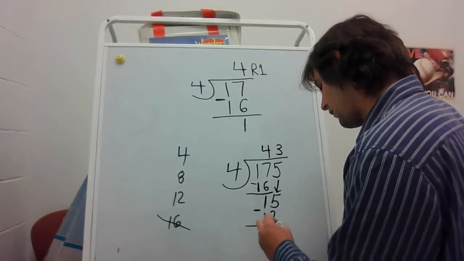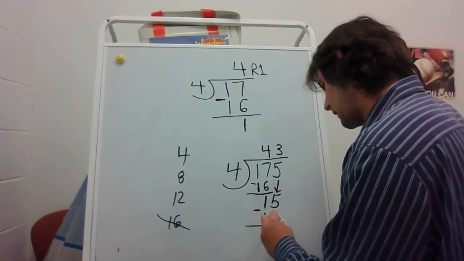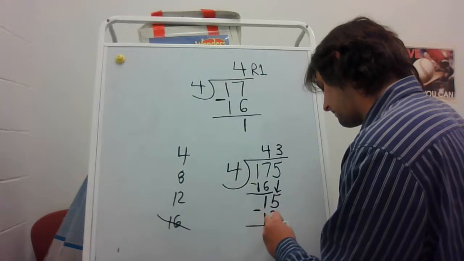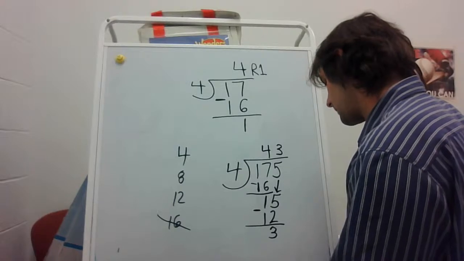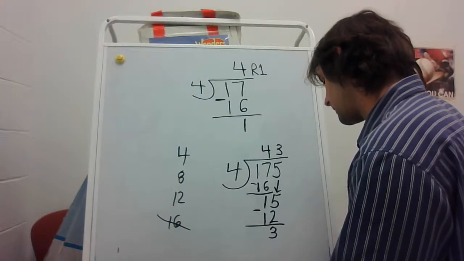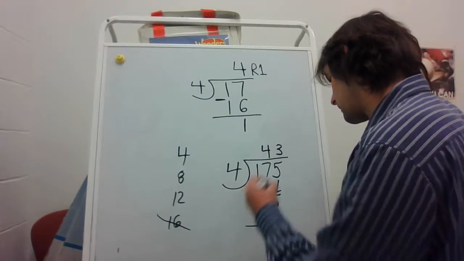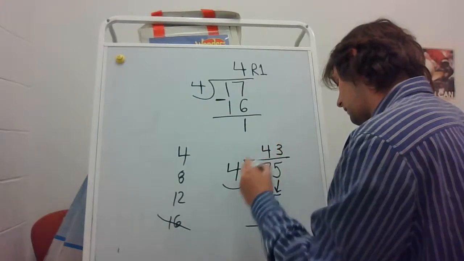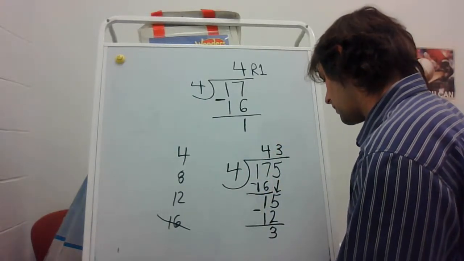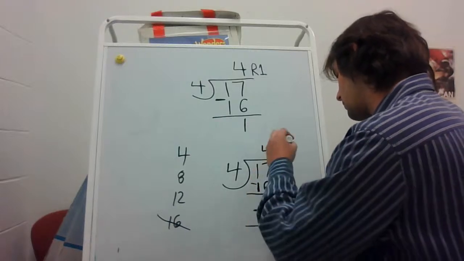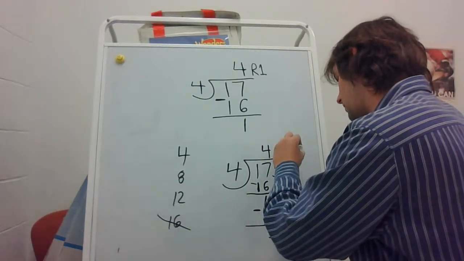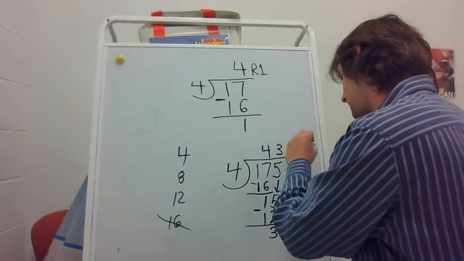15 minus 12 equals 3. Now, there are no other numbers to bring down. So my answer would be 43 with a remainder of 3.